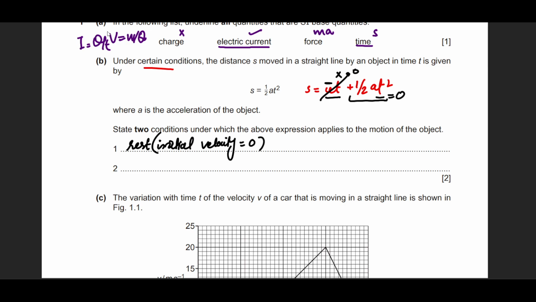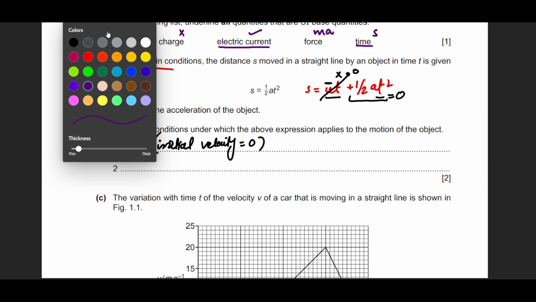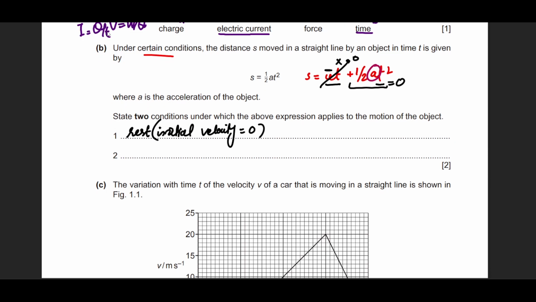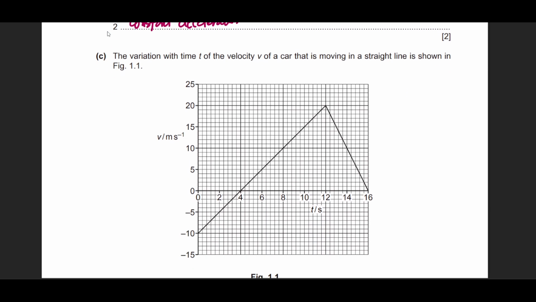The second answer would be that, which is always true for these equations of motion, that the value of acceleration is going to be constant. So this object is under constant acceleration, or the value of acceleration throughout these equations of motion will not change.